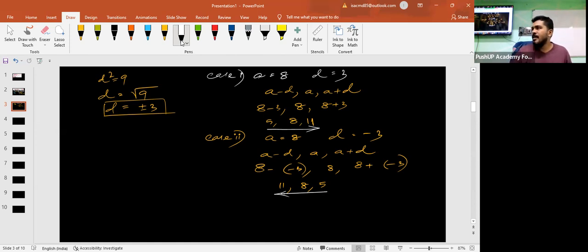Make sense? But you have to write both the cases in the exam. Okay, I know it is very illogical. You call it as 5, 8, 11 or 11, 8, 5. It's the same thing, isn't it? They are just asking you what are the three numbers of this arithmetic progression. You write it in whichever order, it does not make any sense. But still, don't take any risk.